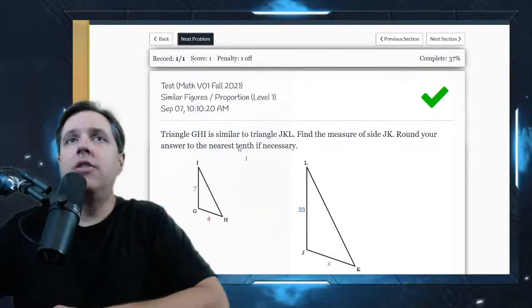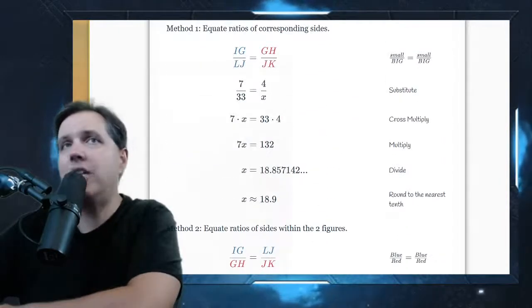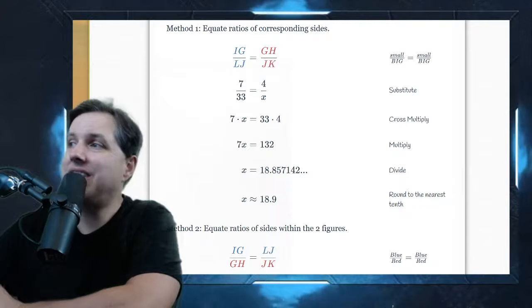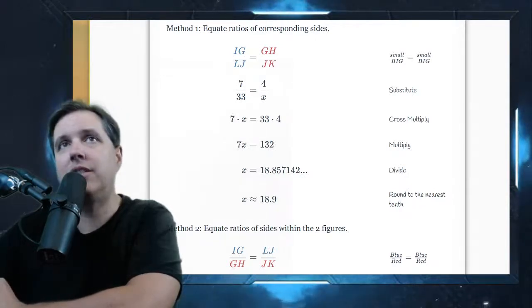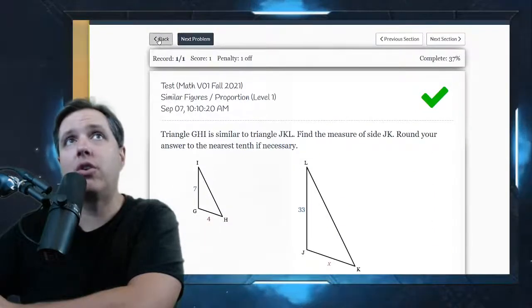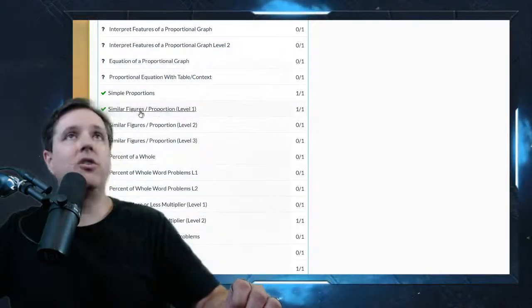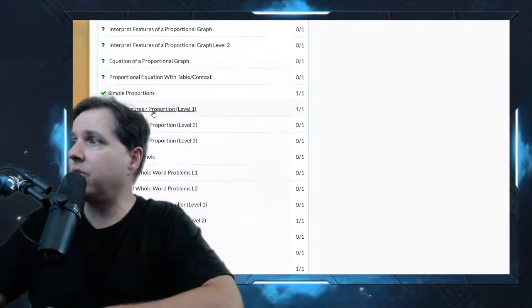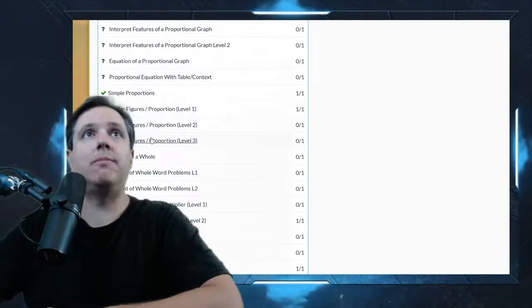There's actually another method they show you. There's a couple of ways to set up these ratios. You just have to be consistent when you do it. If you're just randomly putting pieces into the proportions, it's not going to work. But fortunately, there's more than one way in which it will work correctly. So that's the similar figures that you're looking at. That's how we take similar figures and solve for sides that way.